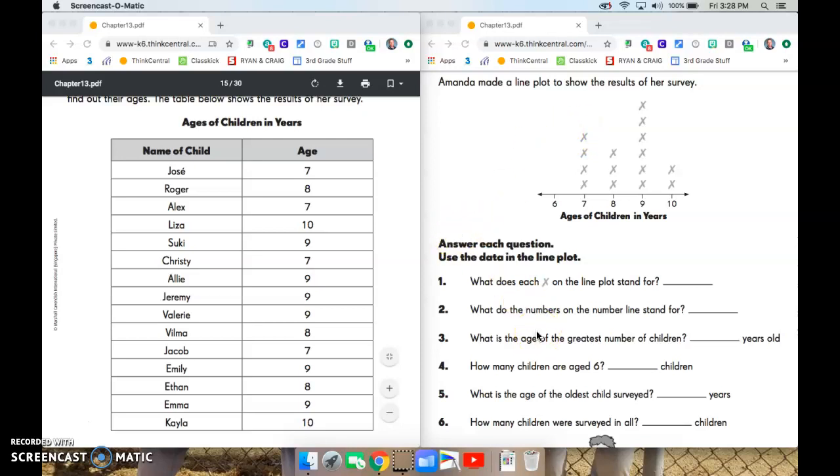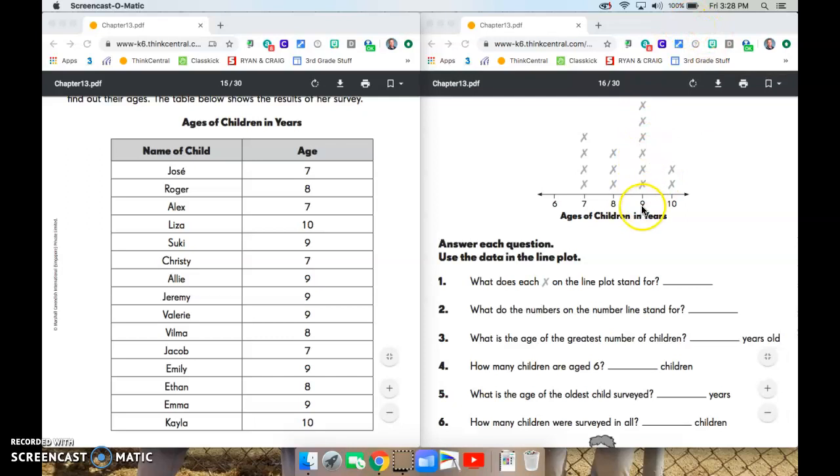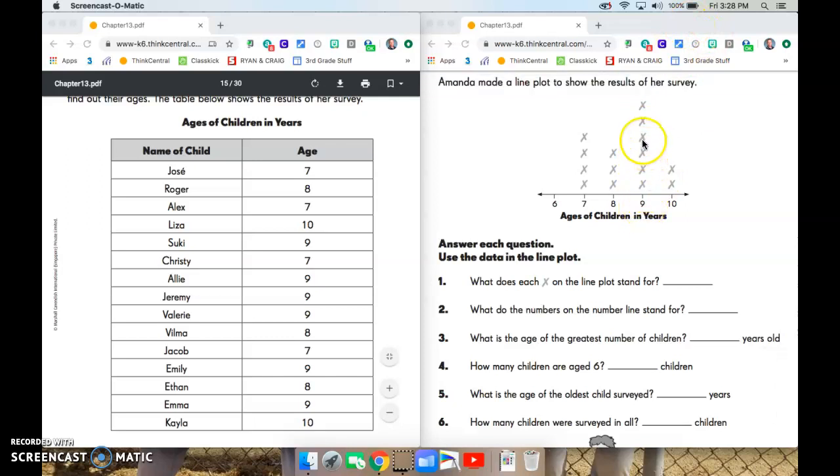What do the numbers on the number line stand for? Ages of children in years. It's labeled right there for us. That's pretty awesome. Number 3, what is the age of the greatest number of children? Well, the greatest number is 9 years old. 1, 2, 3, 4, 5, 6 different children are aged 9.